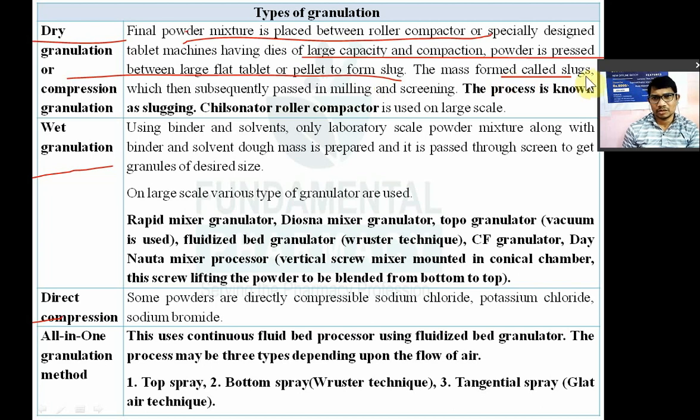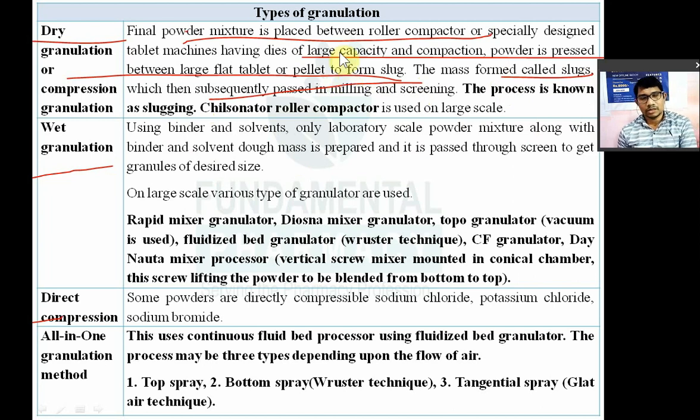Now, you have to break down this slug into smaller granules, which are subsequently passed through milling and screening. The process is also known as slugging and deslugging. The slugging and deslugging occurs in dry granulation. A question has come on this once. Slugging and deslugging occurs in dry granulation.